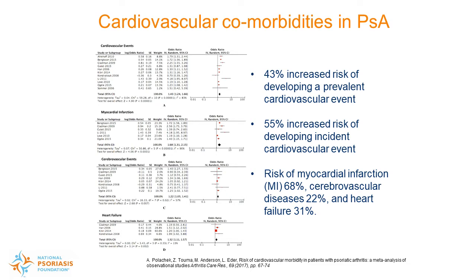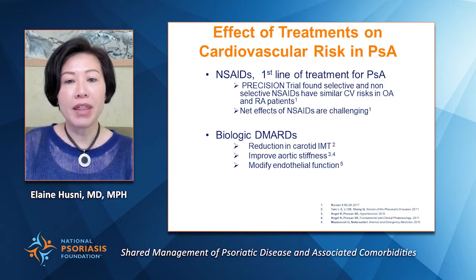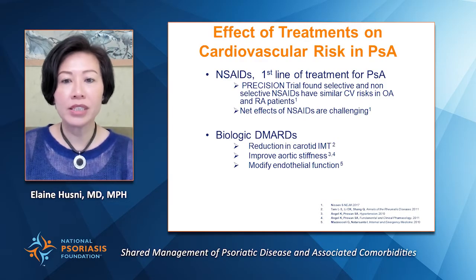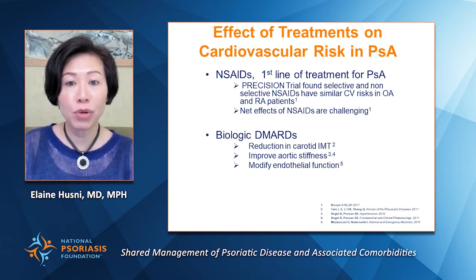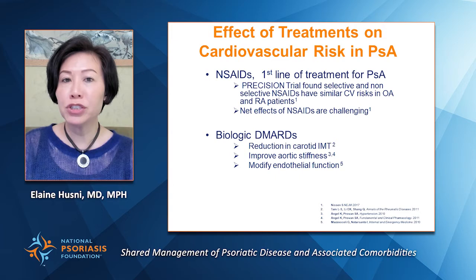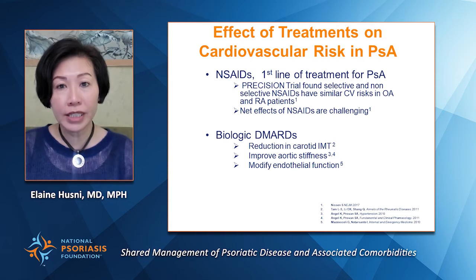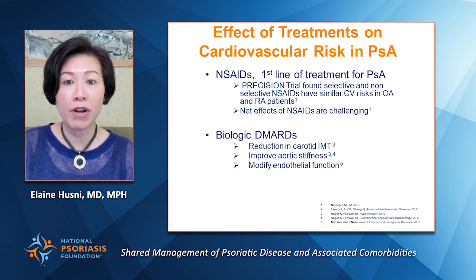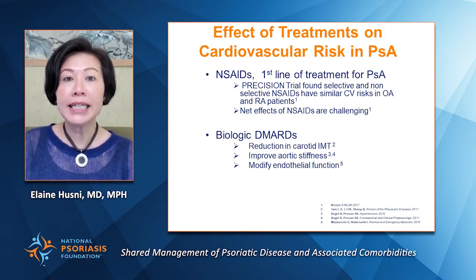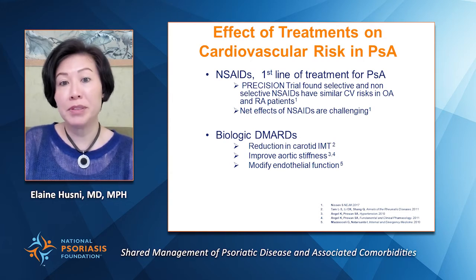So in addition to knowing that, we also know that some of the treatments that we are giving our patients can also increase your cardiovascular risk. So what I mean by that is chronic NSAID use. So many of us do add that. It is the first line treatment for psoriatic arthritis. We do have some major prospective studies such as the Precision trial that has looked at cardiovascular risk, not so much in psoriatic arthritis, but in RA and OA. And we also know that biologic DMARDs can sometimes mitigate some of those inflammatory effects and perhaps reduce some of those risks.